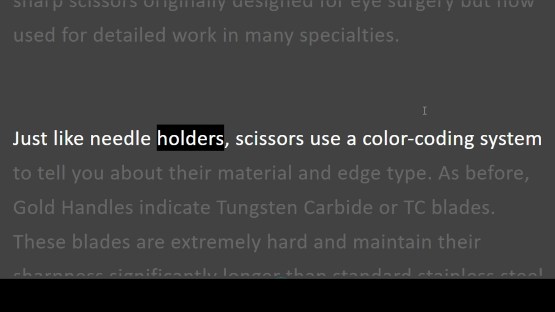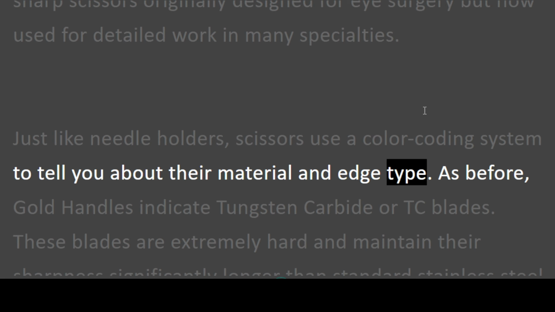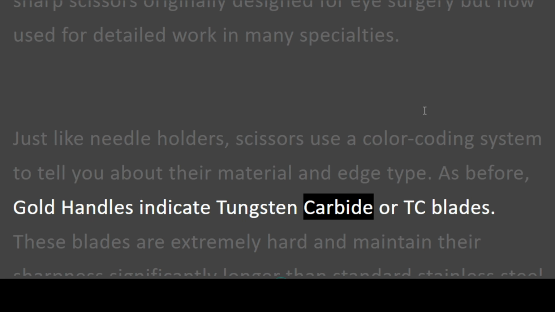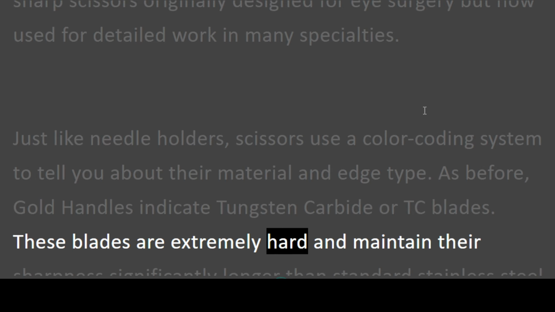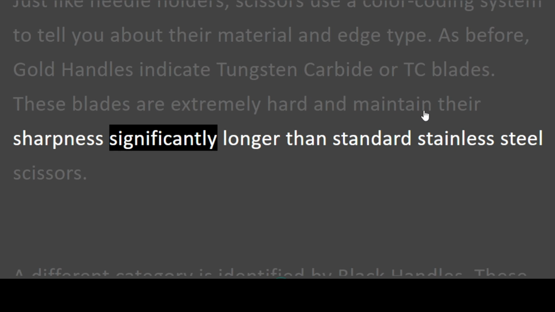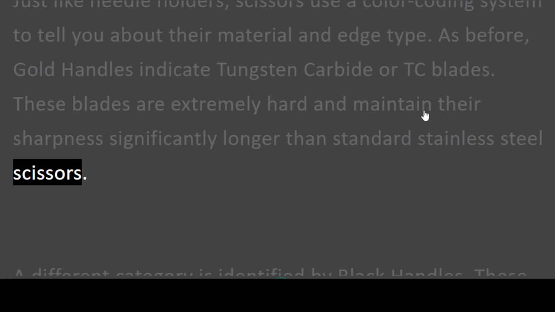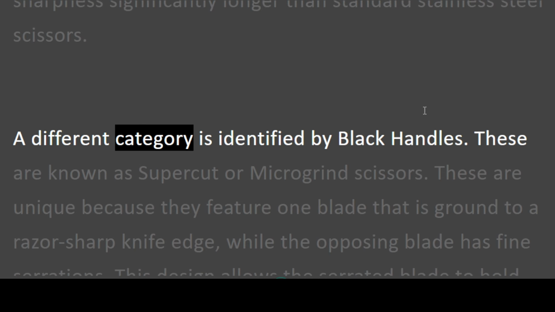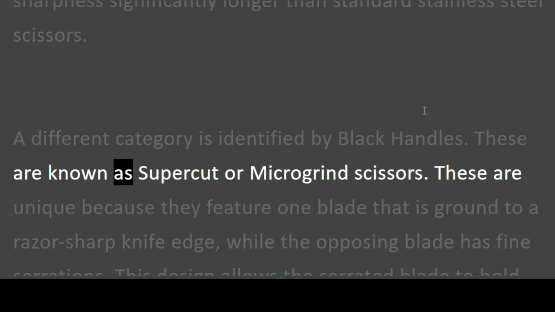Just like needle holders, scissors use a color coding system to tell you about their material and edge type. As before, gold handles indicate tungsten carbide or TC blades. These blades are extremely hard and maintain their sharpness significantly longer than standard stainless steel scissors. A different category is identified by black handles. These are known as supercut or microgrind scissors.